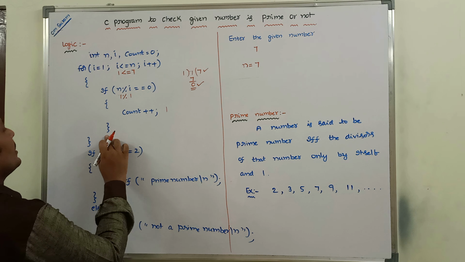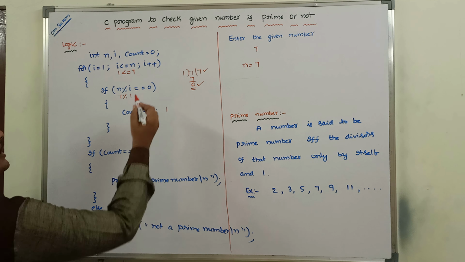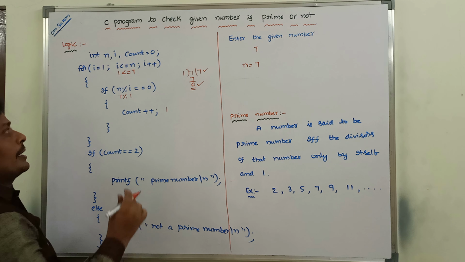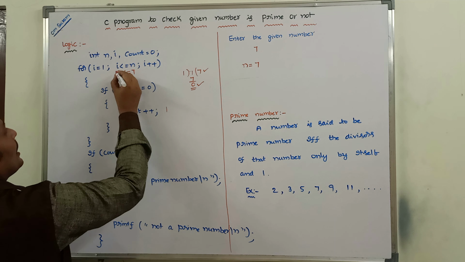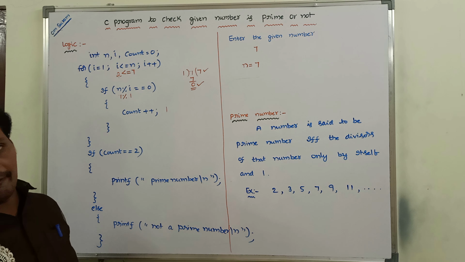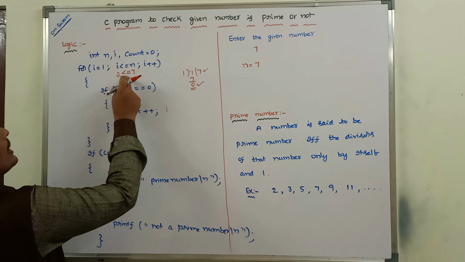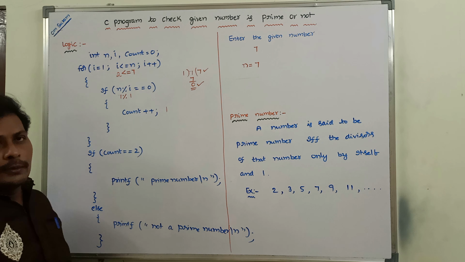Okay. Again, the program control goes to the for loop. So then the I value is incremented. Now I value becomes 2. Previously it was 1, now it is 2. 2 is less than or equal to 7. Condition true. If the condition is true, then the control goes to the body of the for loop.